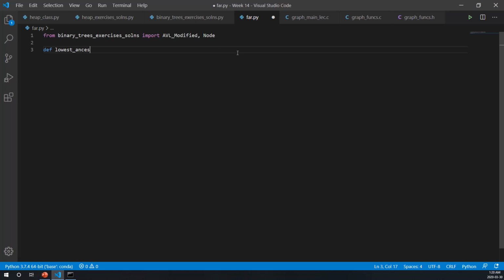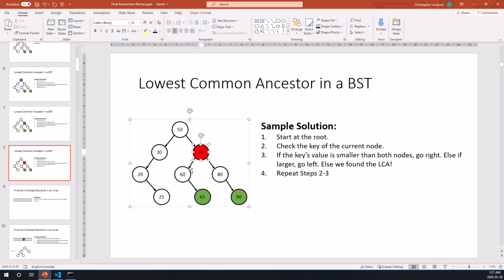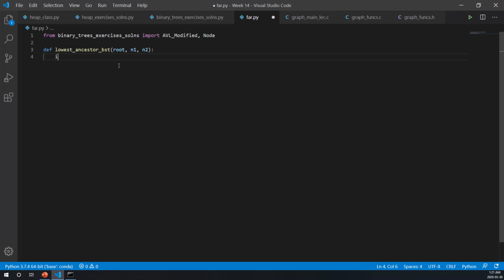Let's make our lowest common ancestor BST function, and I'm going to take in the root of the tree I'm going to check the ancestors of, and two nodes specifying the nodes I want the LCA of. First thing I'm going to do is make sure that one node is smaller than the other. If I can assume that this node is smaller than this node, then I know that I should be comparing 70 to be larger than node 1 and smaller than node 2. I'm going to enforce that by saying if n1's data is larger than n2.data, then just swap them: n1, n2 equals n2, n1.